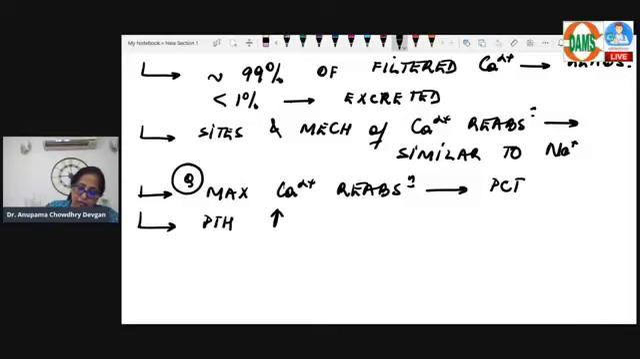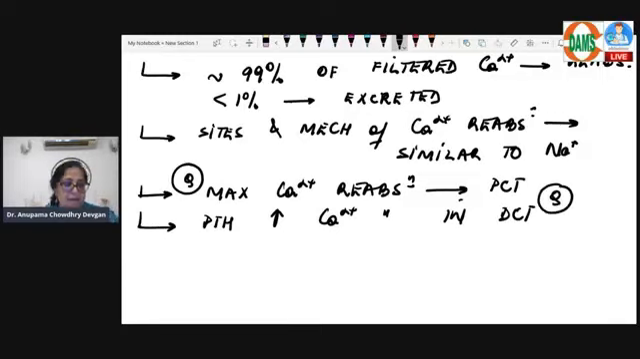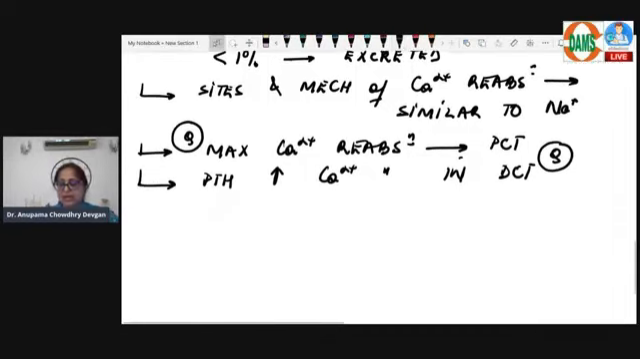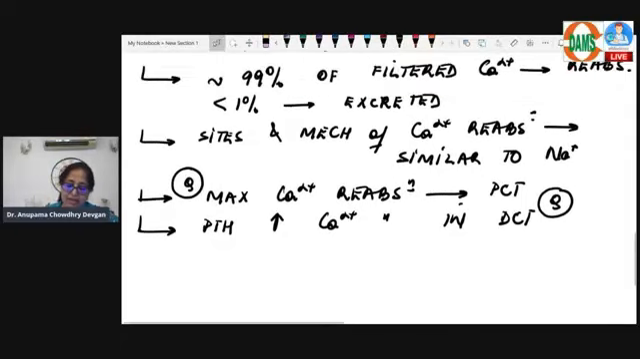Parathormone increases calcium reabsorption in PCT. Again, this was an important question. These are both neat questions which have been asked. Maximum calcium reabsorption is in the PCT, and parathormone will increase the calcium reabsorption in DCT, right? Sites and mechanism of calcium reabsorption, like I said, are similar to sodium.